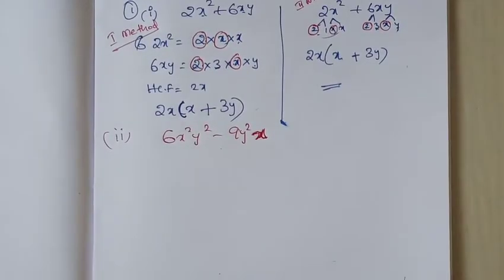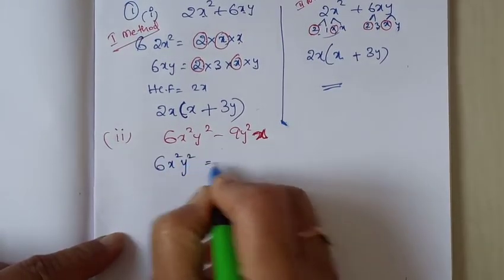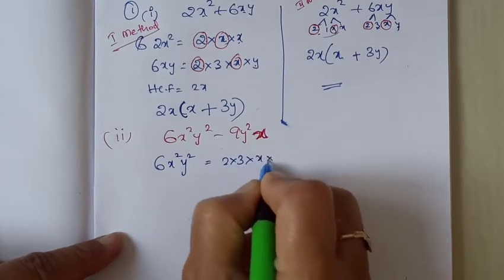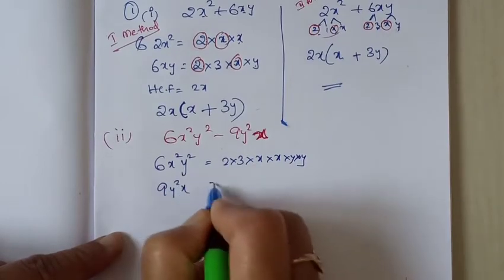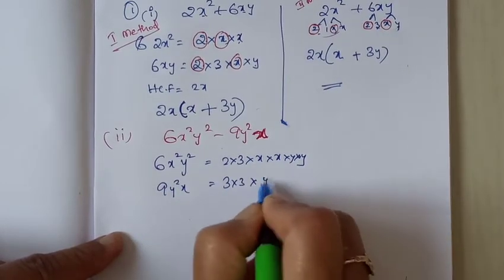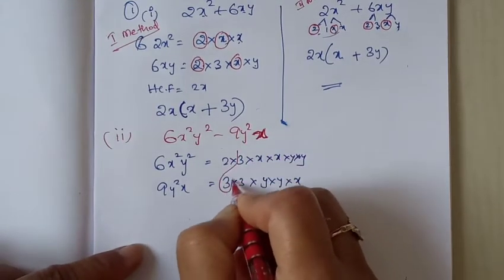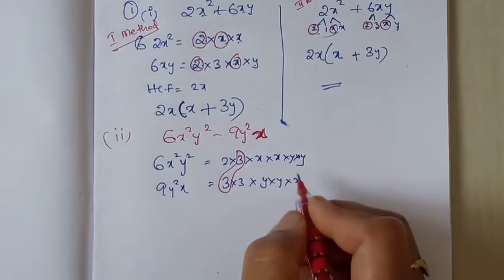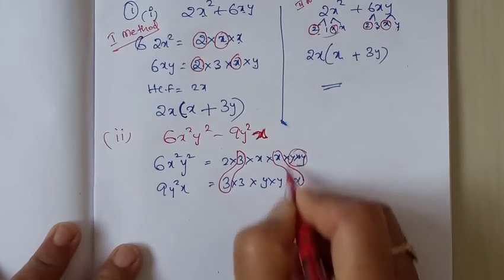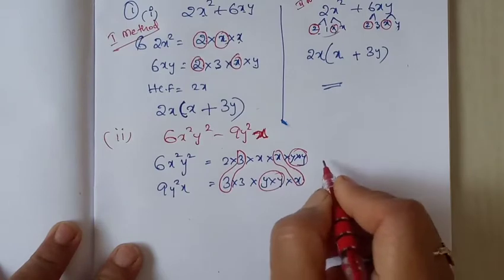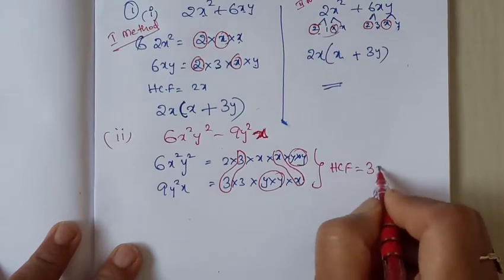Second question, 6x square y square minus 9xy square. First method we will apply: 6 is 2 into 3 into x into x into y into y, and 9xy square is 3 into 3 into y into y into x. So 3 is common. Next x is common. Next these two y's. So HCF is what? HCF is 3xy square.